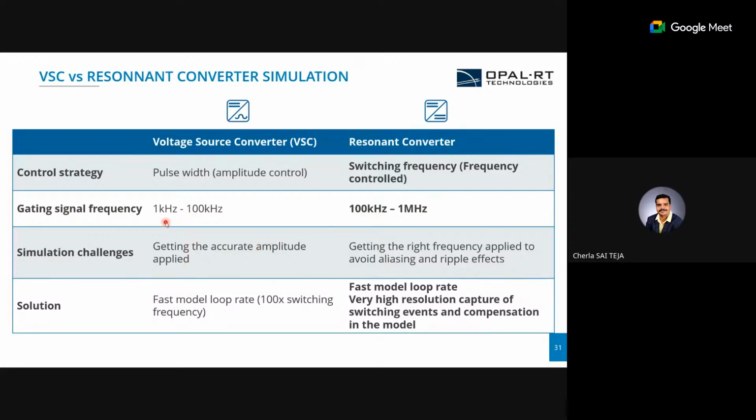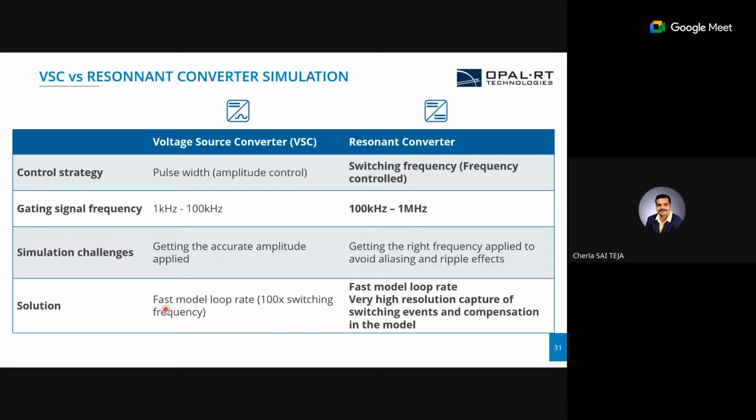So when we are going for this 1 kilohertz to some 20, 30 kilohertz frequency, the simulation challenge will be getting the accurate amplitude of the device. Means the feedbacks should be measured accurately for the amplitude applied. Whereas in these resonant topologies, getting the right frequency applied is important, because depending on the frequency only we go for the next pulse, so it will help in avoiding the aliasing and ripple effects. So for both these converters, the generic solver EHS will cater.